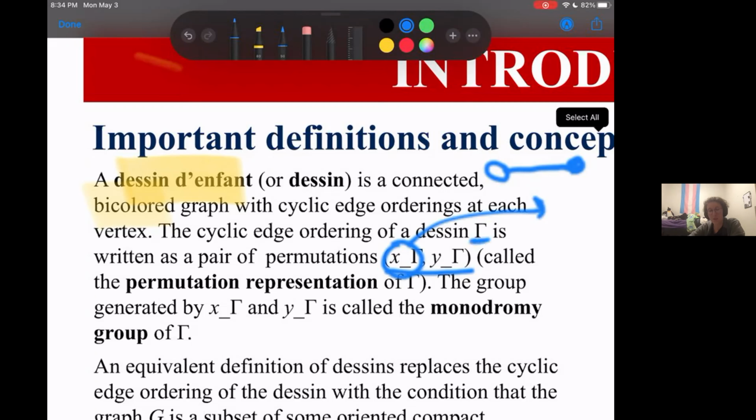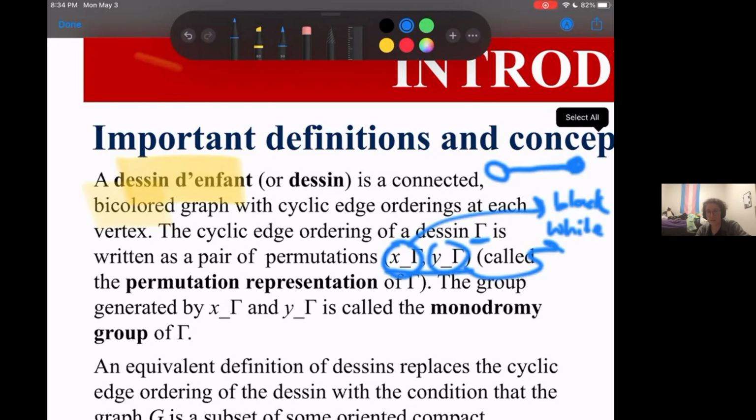First of all, our Dessin is named gamma. So the subscript is just the name of the Dessin. Whatever we name the Dessin will be the subscript of this permutation representation. So X gamma corresponds to the black vertices, and Y gamma corresponds to the white vertices. So they're basically the permutations that we get by forming these little cycles around each vertex.